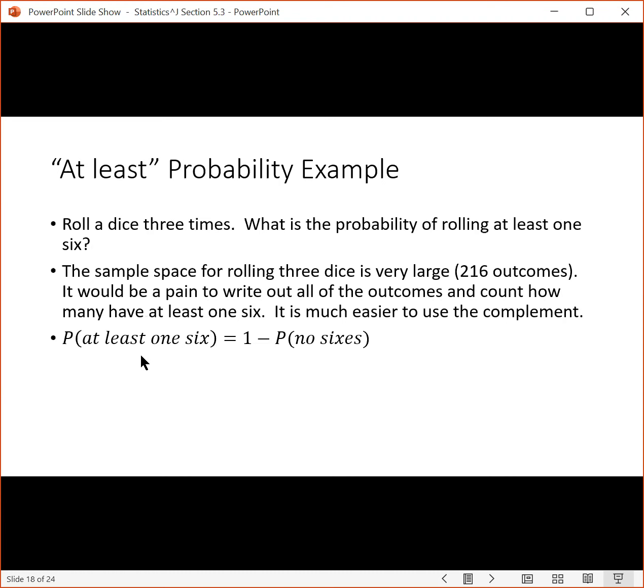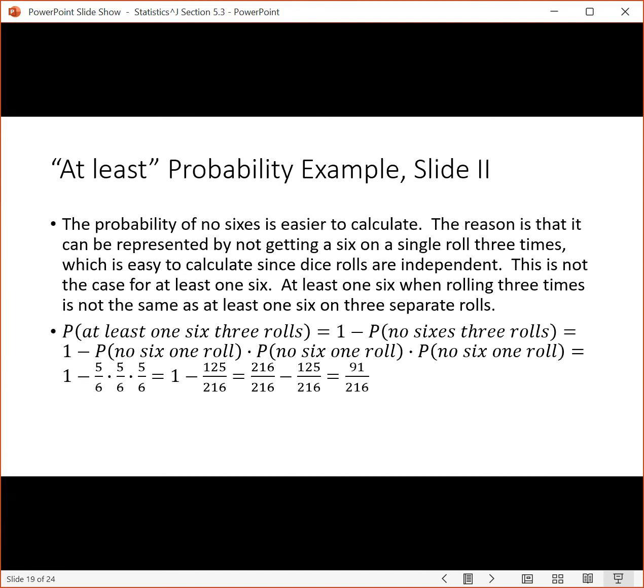So what I've done is I've written the formula here. We could find the probability of at least 1 six by finding 1 minus the probability of no sixes. Those are the opposites, at least 1 versus none. The probability of no sixes is easier to calculate. The reason is that it can be represented by not getting a 6 on a single roll 3 times, which is easy to calculate.